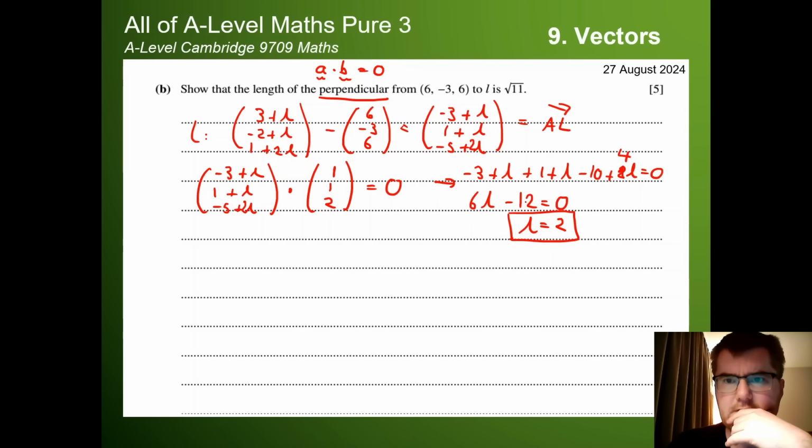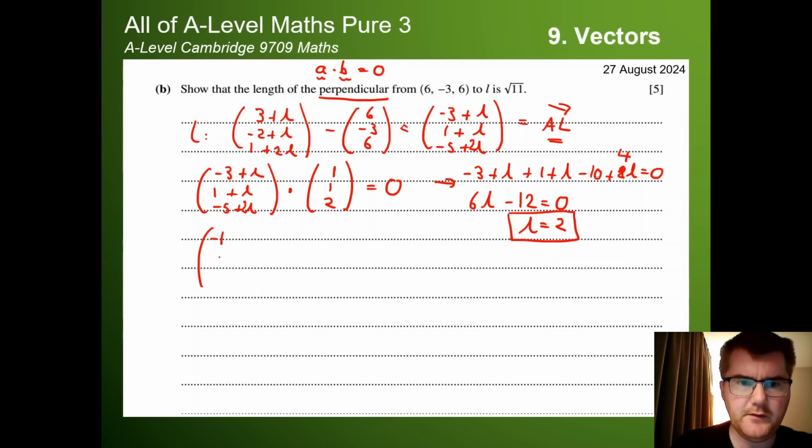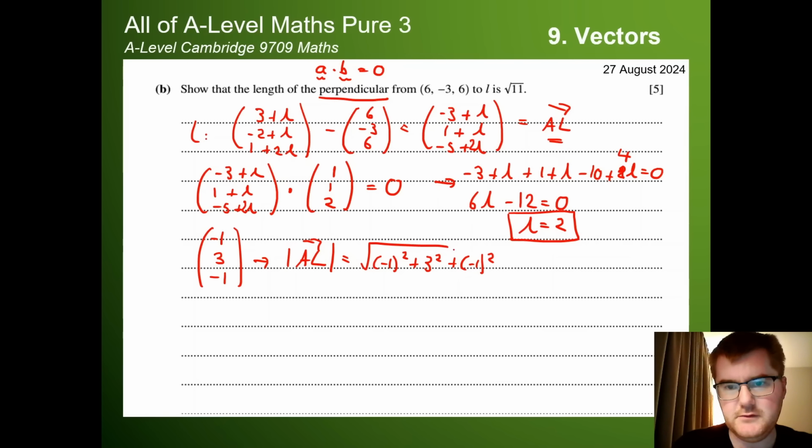Okay. So we want this vector AL. So now we can put lambda back in. So that gives us 1 or minus 1, 3 and minus 1. And then we want to work out the length of this vector. So we want the magnitude of this vector AL. And that's just going to be Pythagoras, which is going to give us root 11. So 3 squared minus 1 all squared is equal to root 11.